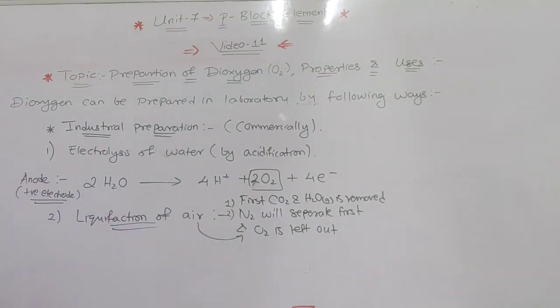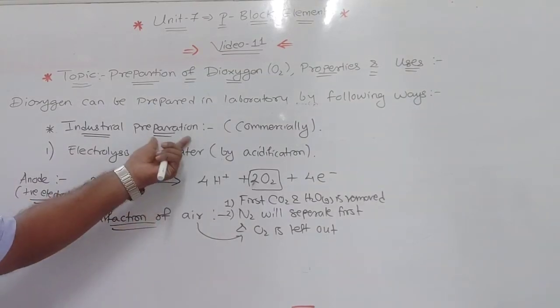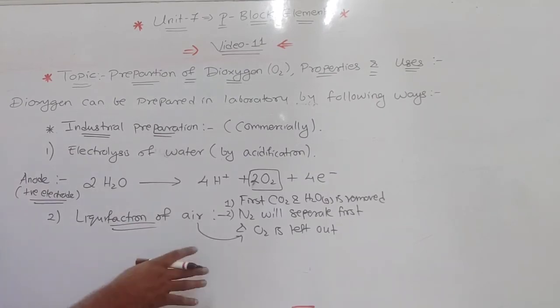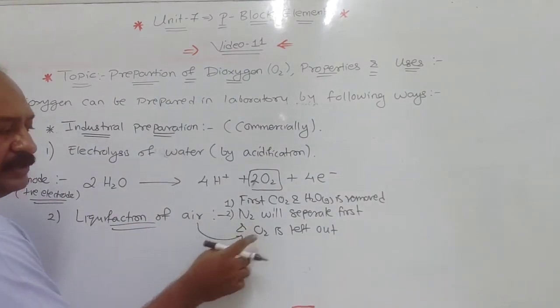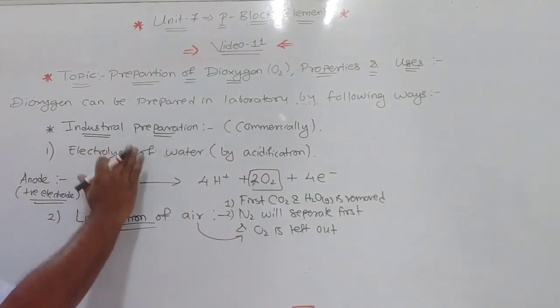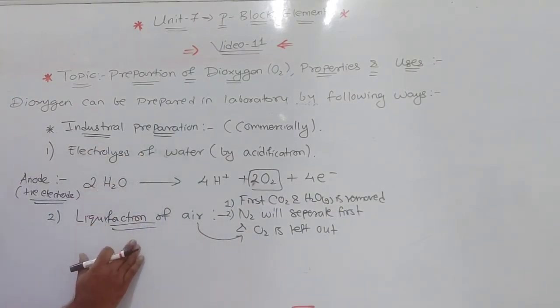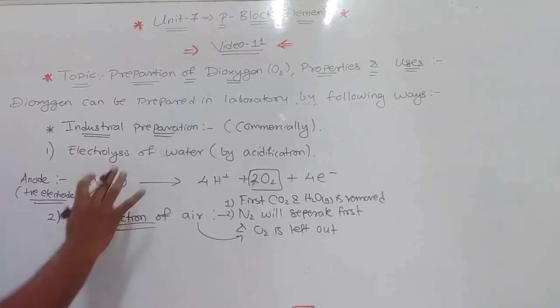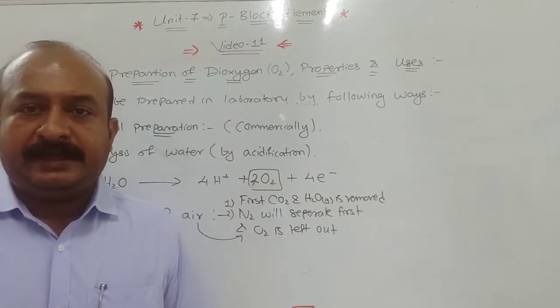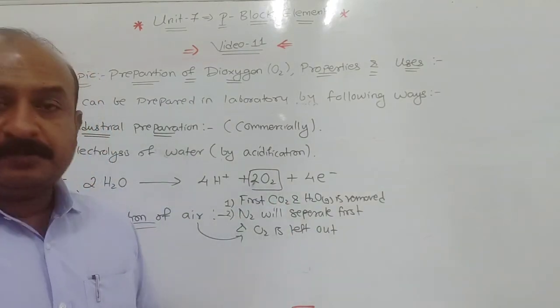Understood this part? So this is the industrial method, and it is also prepared on a large scale by electrolysis of acidified water. This is how oxygen is prepared. After removing these, by fractional distillation you can separate N2 and O2. So this is what we have discussed: industrial preparation, electrolysis of water, and liquefaction of air. Now you can go through your textbook, page number 189, regarding preparation.